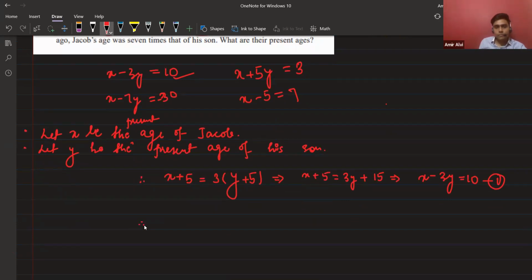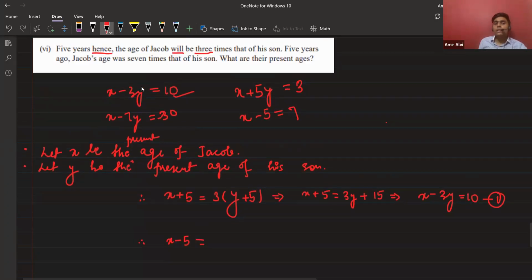X minus 5 is equal to 7 times the age of the son. Basically, if you multiply the age of the son by 7, then it will be equal to Jacob's age. So y, the son's age, will also be minus 5, younger than 7 years, times 7. Is this clear to you?